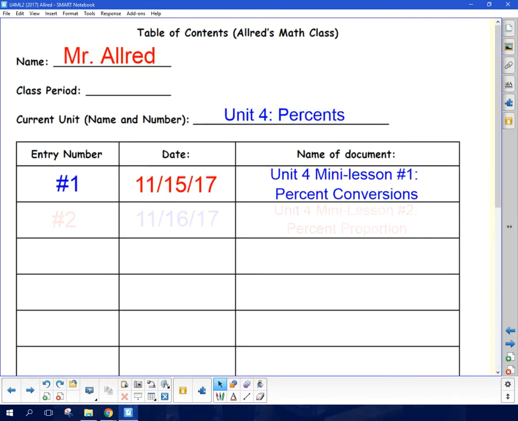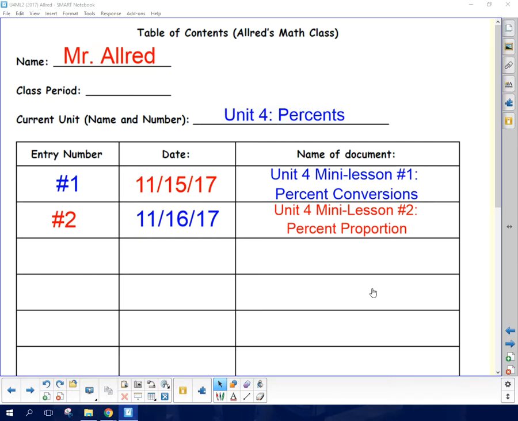This is your second entry in the table of contents, and tomorrow will be November 16th, 2017. You're probably watching this at home thinking, why is Mr. Allred so excited right now? That's because I am so excited about the percent proportion. It's my favorite unit of the year, and I really enjoy teaching it to kids because everything we do in this unit is about money, and every kid I've ever met likes money. So those two things go hand in hand really well. Here we go. Get ready to learn.